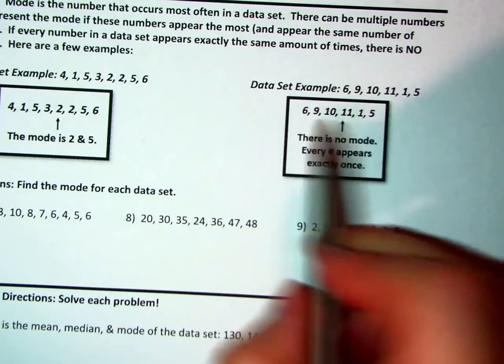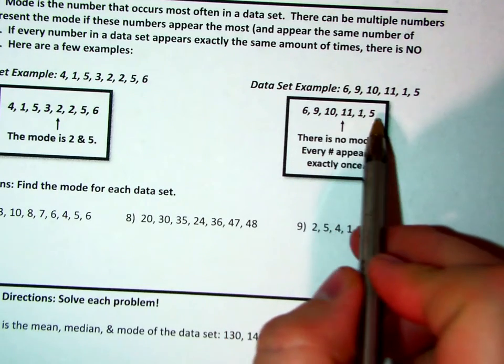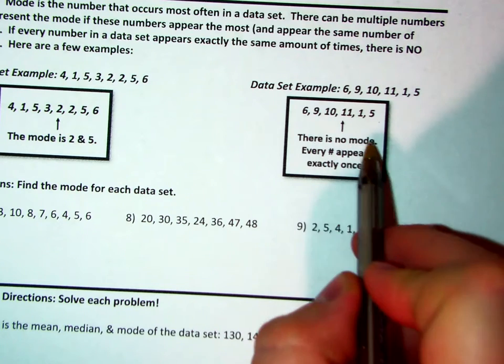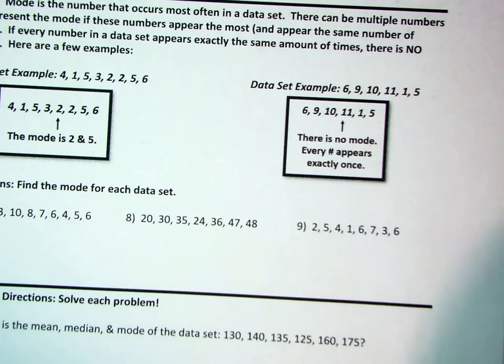In my example on the right, I don't have any numbers that duplicate. I have a single set of all independent values. And since I have a single set of all independent values, there is no mode. Every number appears exactly once.